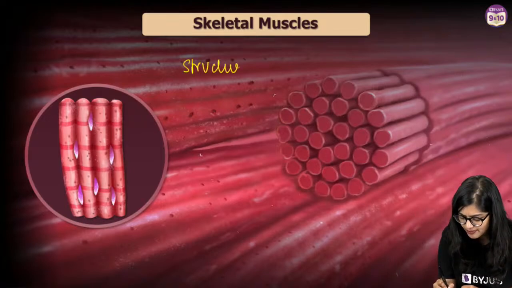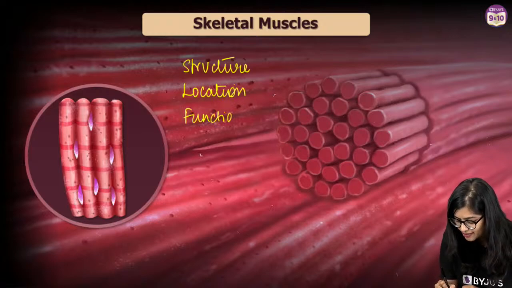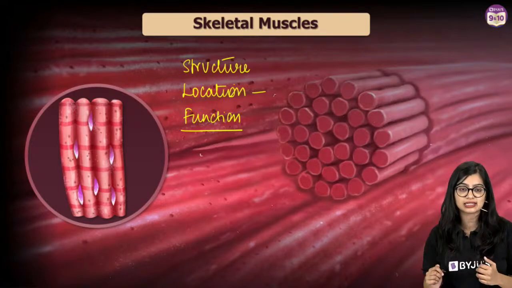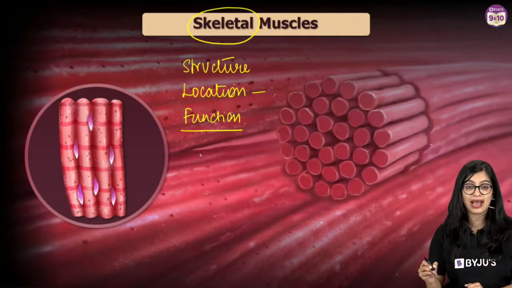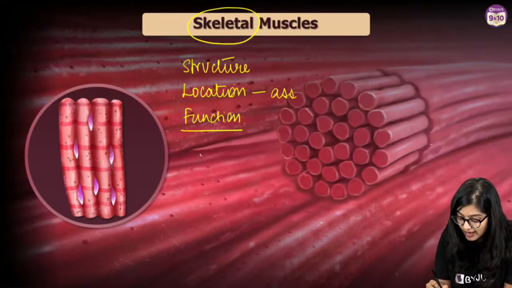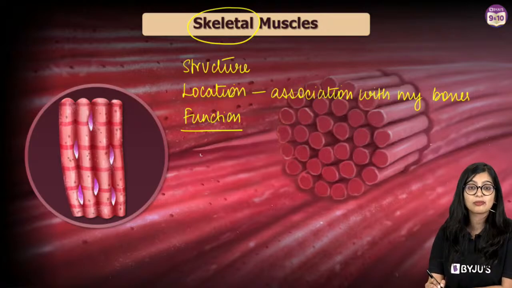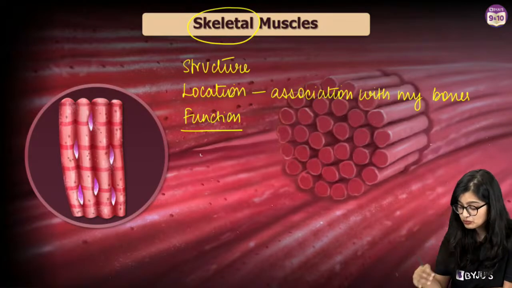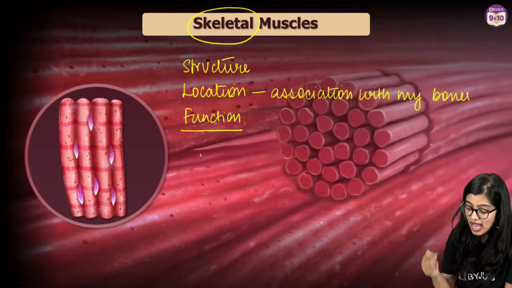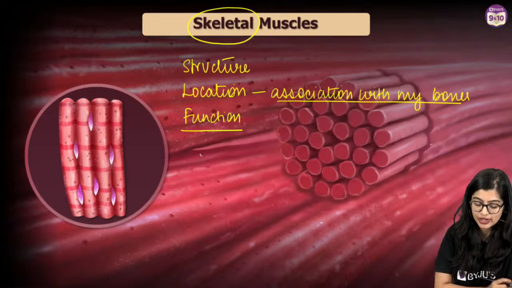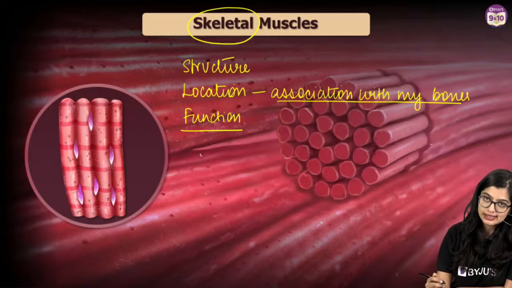We have structure, we have location, and we have function, right? Now when I talk about skeletal muscles, where will I find my skeletal muscles? Can you tell me? If I refer to them as skeletal muscles, I know that I will find them in close association with my bones, or my skeletal system, right? Which is why we call them skeletal muscles.